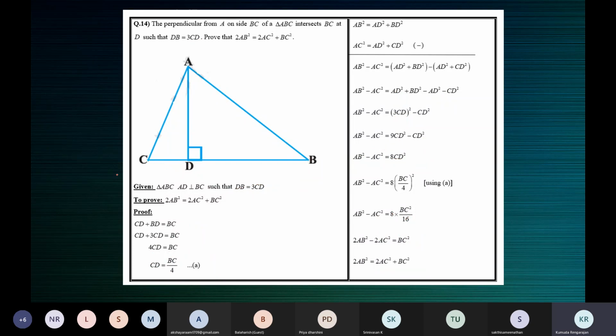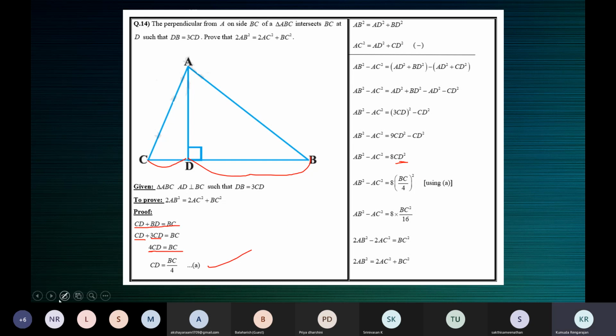How do we get that? CD plus BD is equal to BC. Now CD plus BD, with BD given to us as 3 times CD, is equal to BC. 4 CD is equal to BC. CD is equal to BC by 4. So that's what we substitute here. In 8 CD square, instead of CD, we say BC by 4, the whole square.